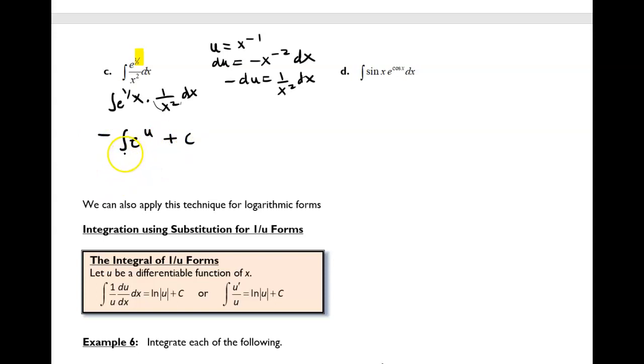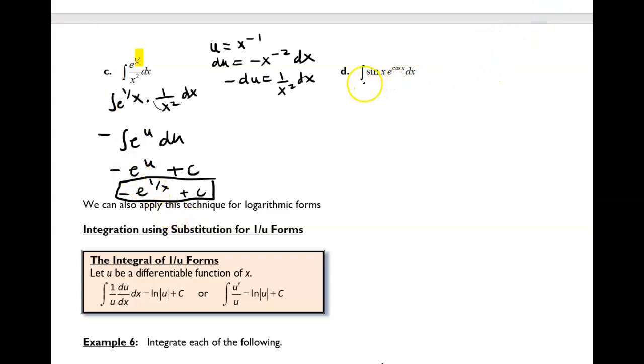Sorry, I forgot my du. This is just e to the u du. I don't need my plus c yet. Then I'll have the antiderivative is negative e to the u plus c. And then I can replace the u with the 1 over x. So it's negative e to the 1 over x plus c.